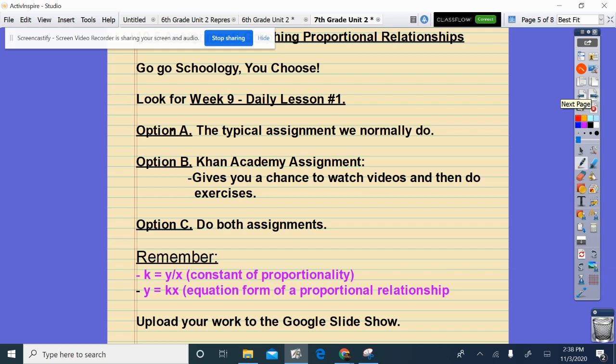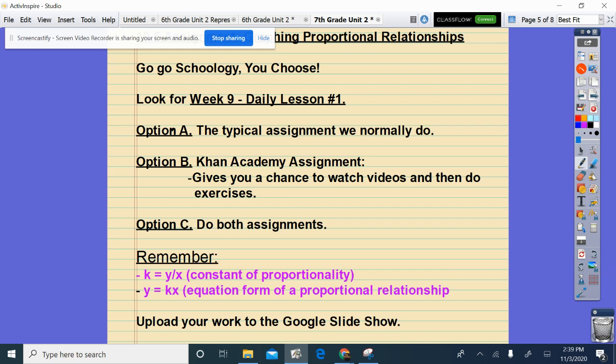And now you have 3 options to choose from. You can do option A, the typical assignment like we normally do. Just take that Google slideshow and upload your work, and do it clearly so we can read it. Because if we can't read it, you're not going to get graded on it. We're going to send it back, and you're going to lose at least 1 point because it's going to be considered a late assignment. Option B, if you feel like you're struggling a little bit, or you just want a little more extra help and some videos and exercises, do option B.